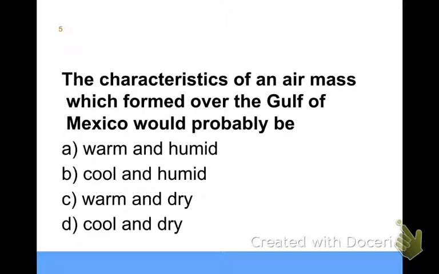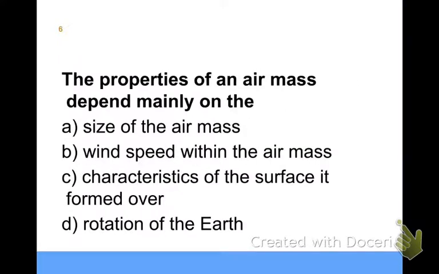And moving on in 5, 4, 3, 2, and 1. Number 6. The properties of an air mass depend mainly on the A. Size of the air mass, B. Wind speed within the air mass, C. Characteristics of the surface it formed over, or D. The rotation of the Earth. And choose your answer. 5, 4, 3, 2, 1.